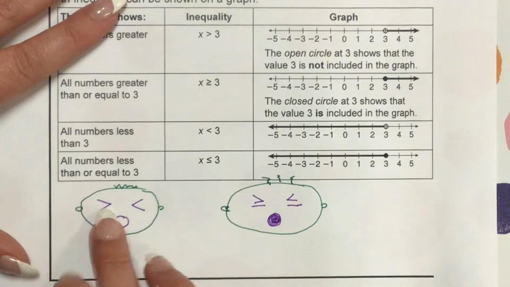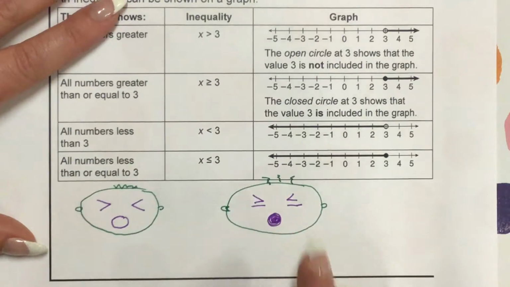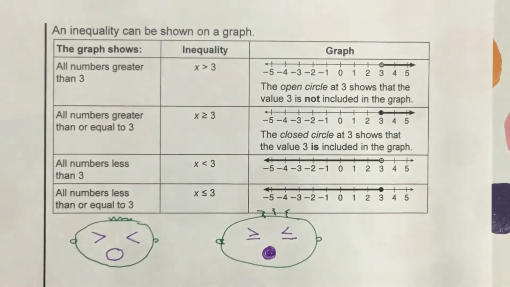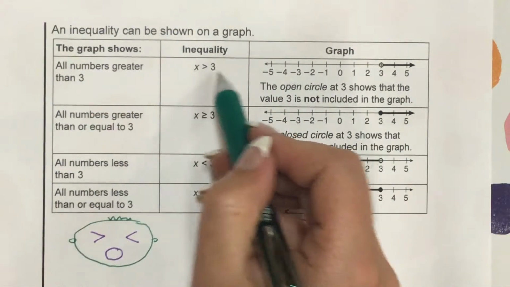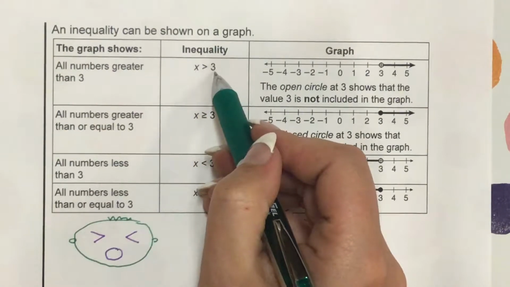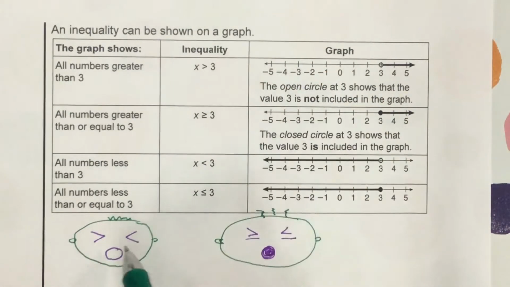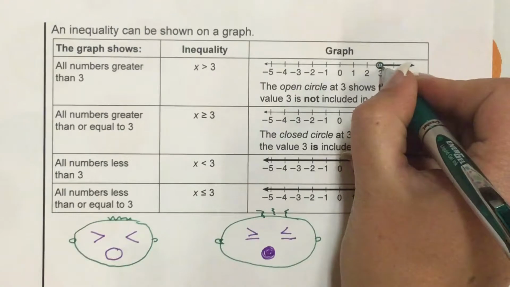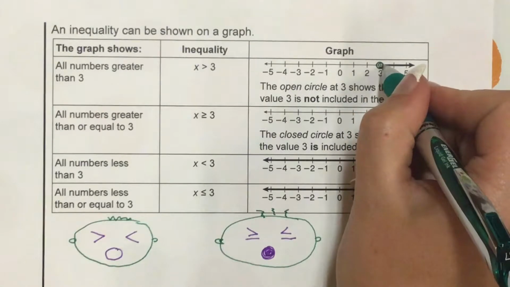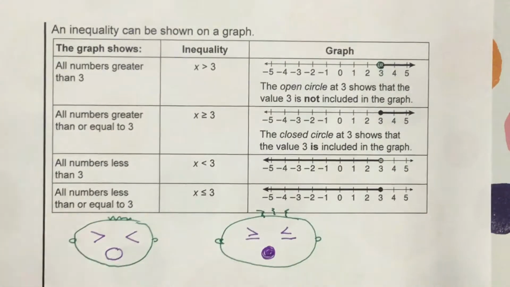So whenever it's greater than or less than, you use an open circle. Greater than or equal to, less than or equal to, closed circle. Okay, so let's go ahead and look at this. So it says all numbers greater than 3. Okay, so you would write the inequality like this. X is greater than 3. So how you graph that is you go to 3. It's greater than, it's one of these, so it has an open circle. So right on 3, you put an open circle, and it's the numbers that are greater than 3, so it's everything this way. Okay, so that's how you graph it.